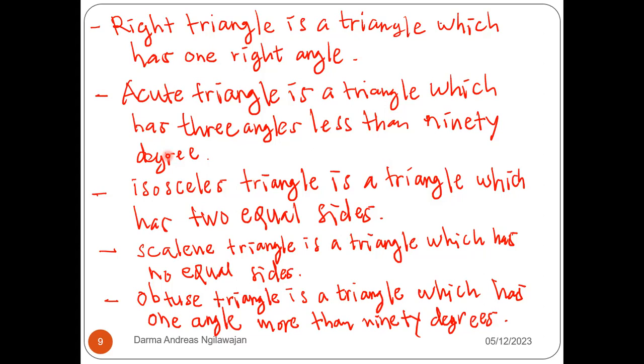Okay, the last one. Well, can someone read it to all of us? The last sentence, I mean. Oh no, we still have obtuse. Okay, go on. Saya, Pak. Okay, read it please. Scalene triangle is a triangle which has no equal sides.